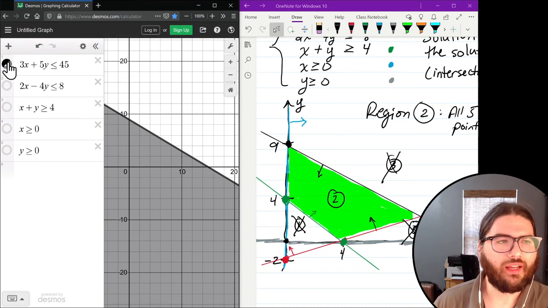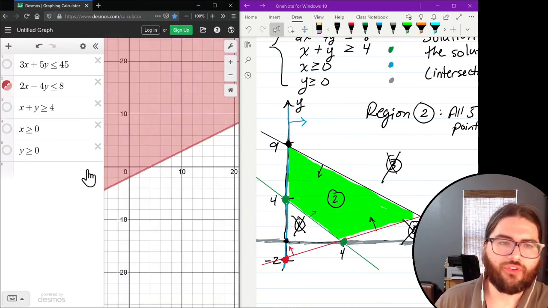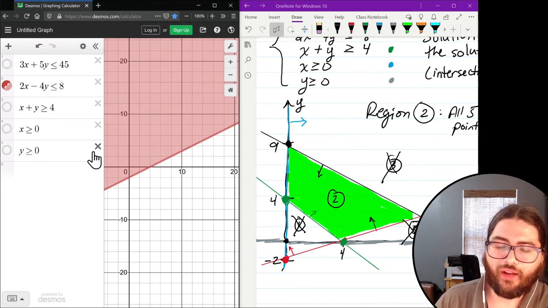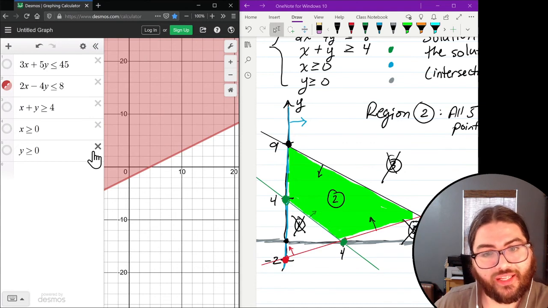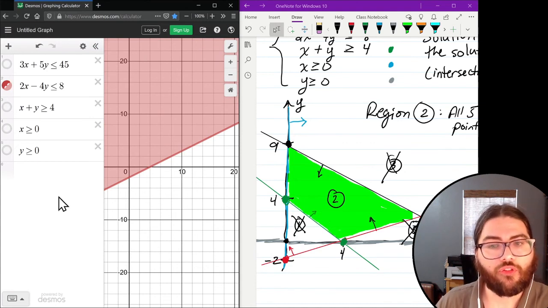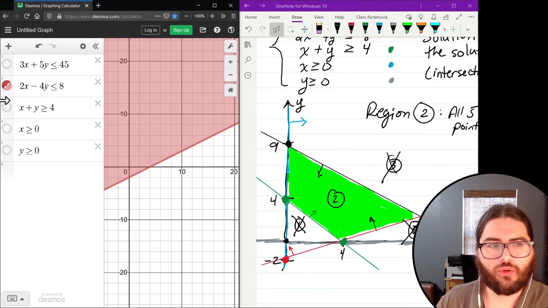So for the red line, you see it's the same line, but my arrow was pointing up towards the origin. And the red shading in Desmos is that side of the picture. Right? So I'm basically doing my shading with the arrows.